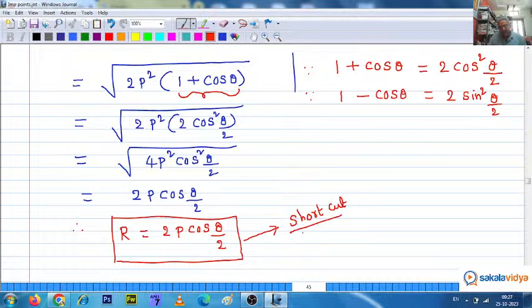Directly make use of this formula, just substitute the P value and theta value, so that we can find the resultant in multiple choice questions. Okay, now let us move to yet another problem.